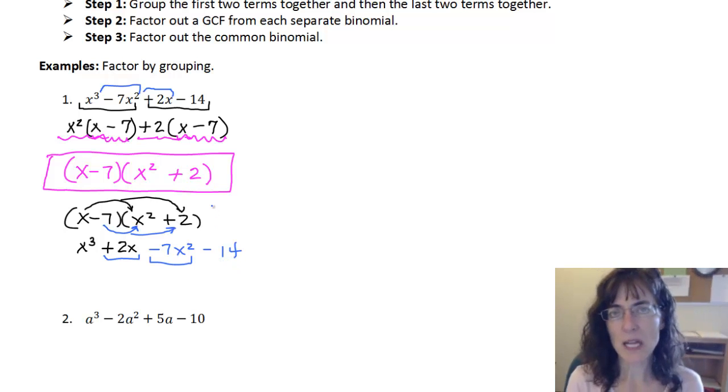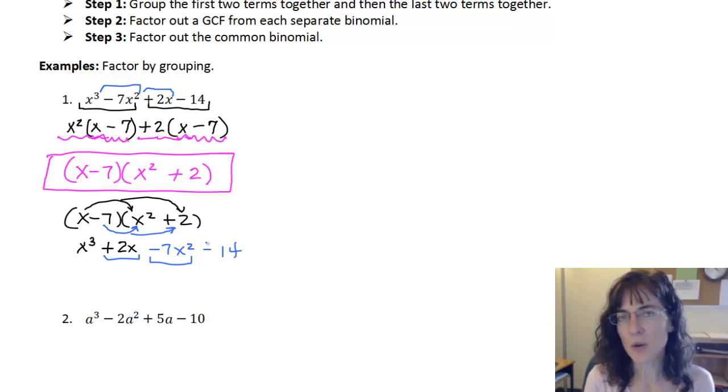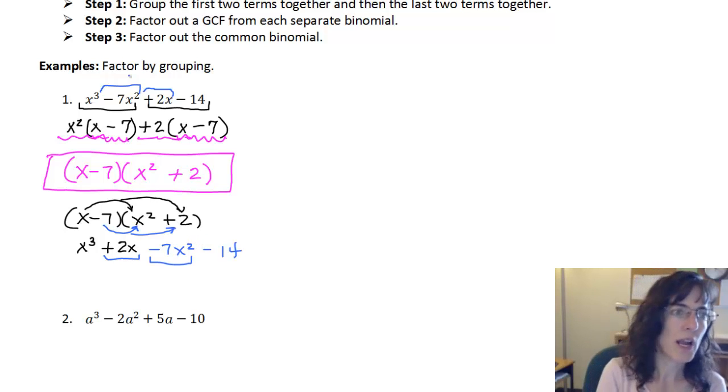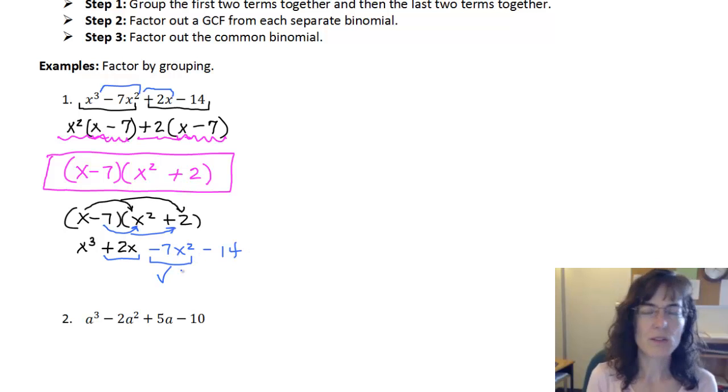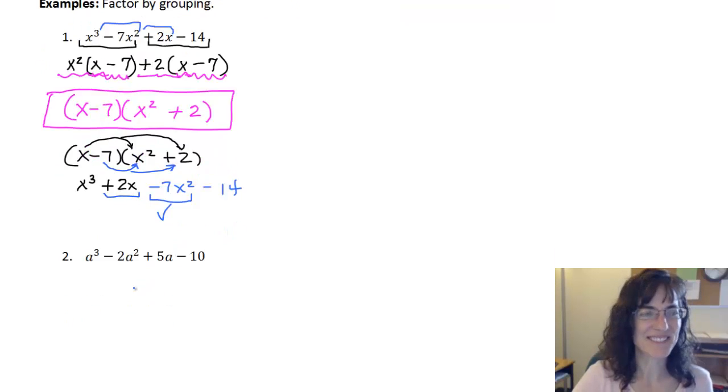And so what I'm going to tell you is you can have your terms in any order as long as the sign in front of the term matches from one problem to the other. And I can see it was negative 7x squared, negative 7x squared. So it's a perfect fit. So that's our correct factorization in the box.